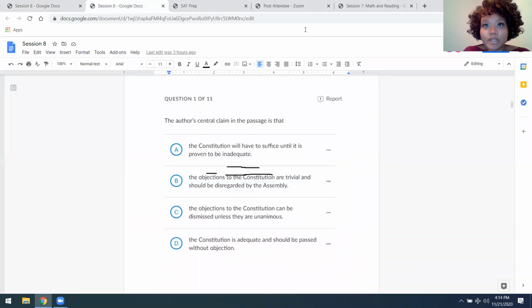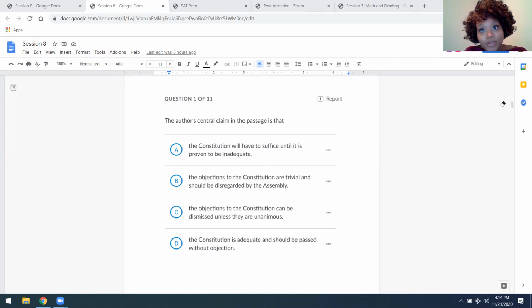Let me erase this annotation I did. Going back to the question. So the question: the author's central claim in the passage is that... the correct answer is D. The Constitution is adequate and should be passed without objection.